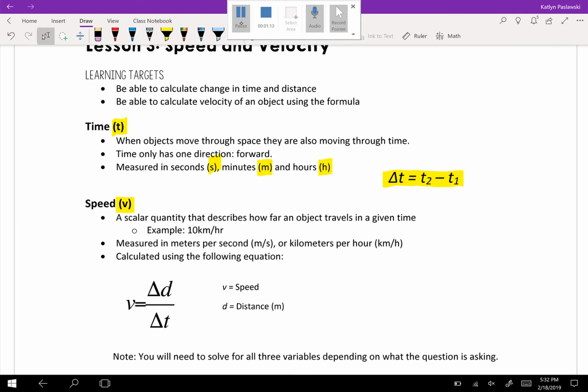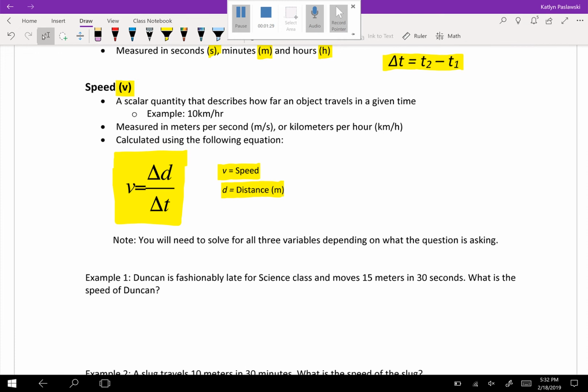The calculation that we're going to use for that is using this formula here. So we have speed is equal to the change in position divided by the change in time, where speed is equal to v and distance is equal to d. Note you're going to have to solve for all 3 variables depending on what the question is asking. We're going to go through a couple examples together to discuss what that could look like.